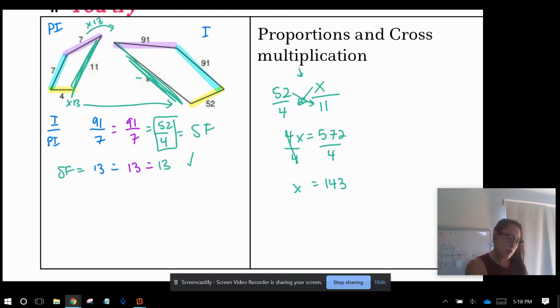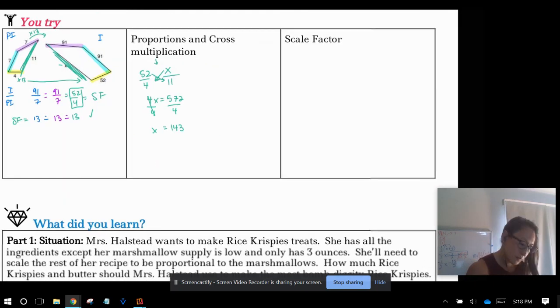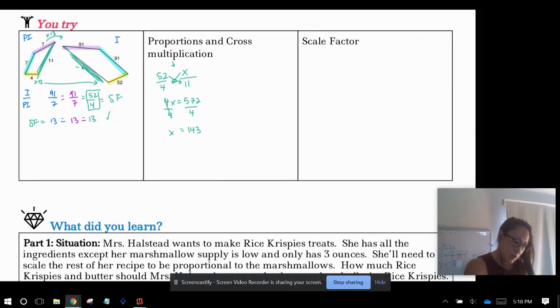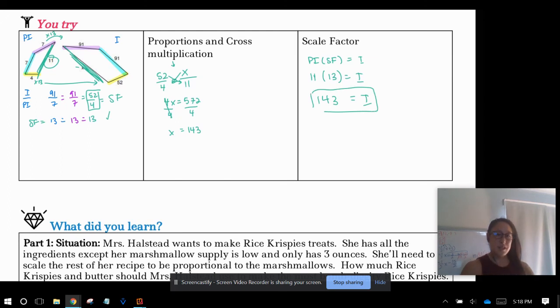So let's go ahead and work on our scale factor method. We're going to start with our pre-image length, multiply it by the scale factor to give us our image. So the pre-image length that we're testing is 11. We are saying that the shape stretches by times 13 to give us our image length. Okay, so 11 times 13 is 143. So it's 13 times larger. Okay, that was a long one, but we're done.